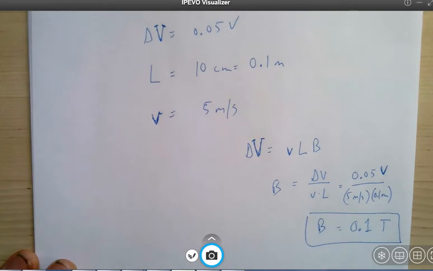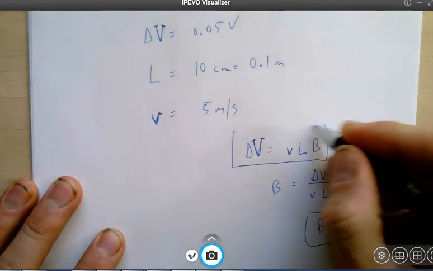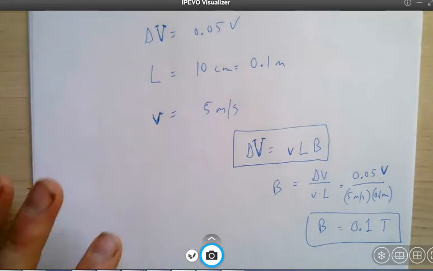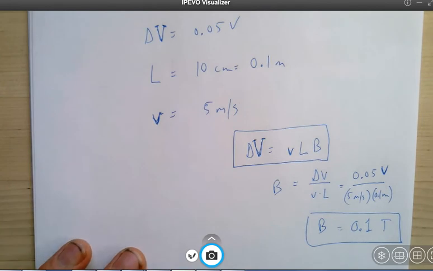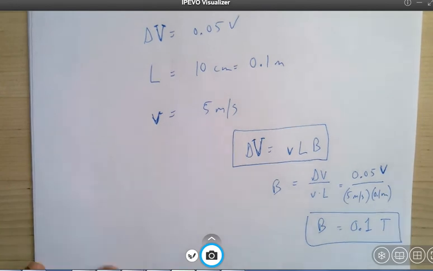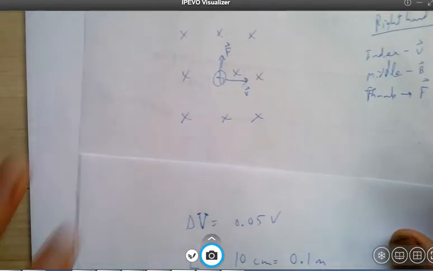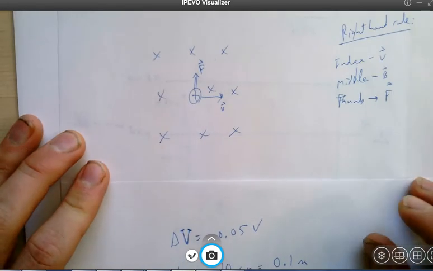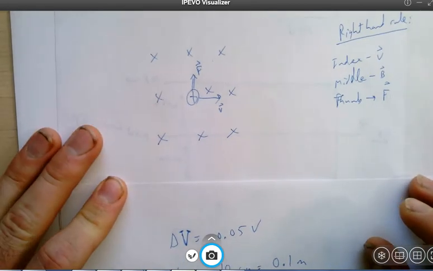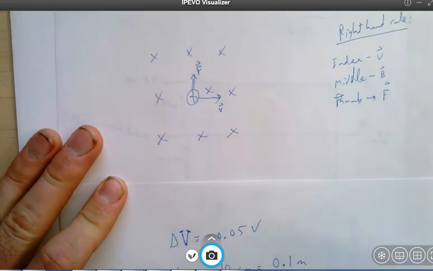One of them is that we saw that this equation, voltage difference, is going to be velocity times the length of that wire times the magnetic field. But the other concept that we've seen so far is that if you had a charge that was moving in a magnetic field, we can use the second right-hand rule to figure out what the force would be.